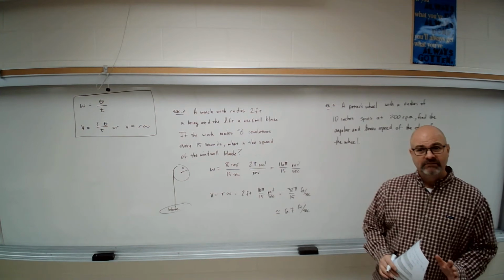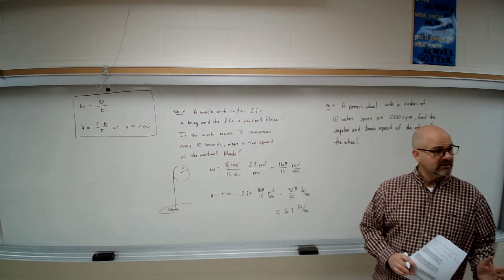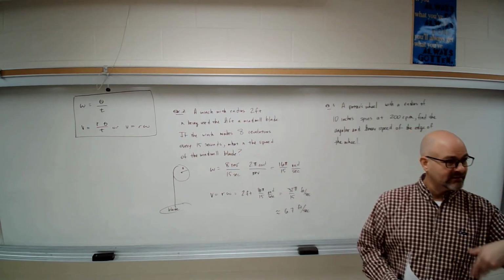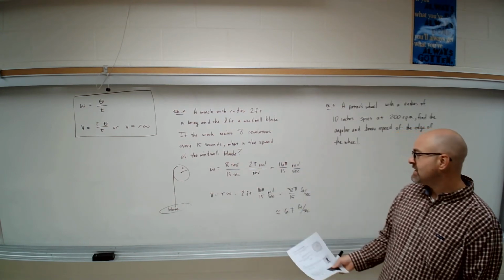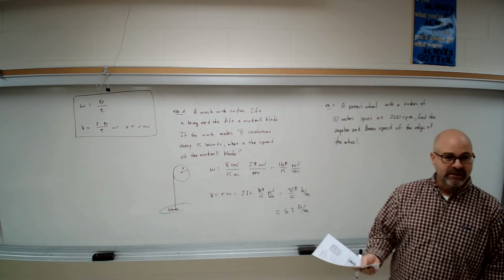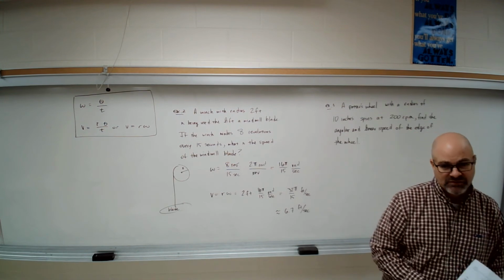Does everybody understand the difference between angular speed and linear speed? Angular speed is just how much that central angle is spinning, how much is changing per time period. We want that in radians per second. Linear speed is going to be your more traditional feet per second, but it's describing a circular path here. That's why we're using it for this.